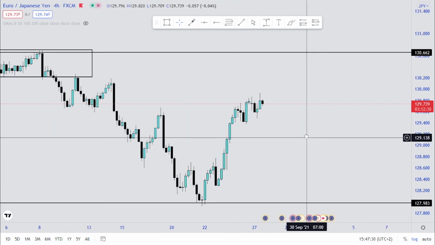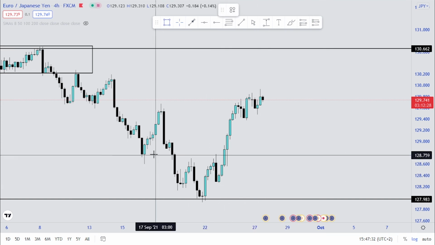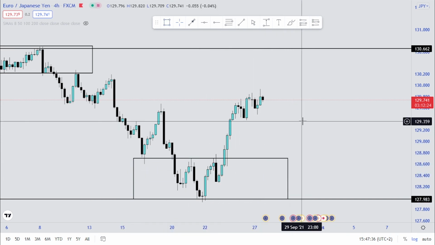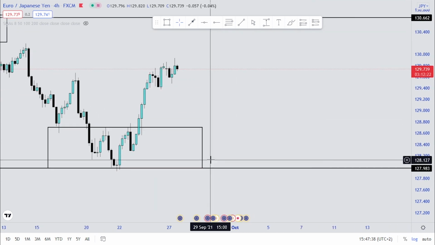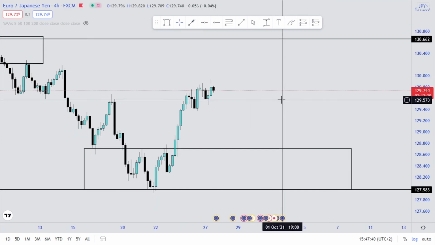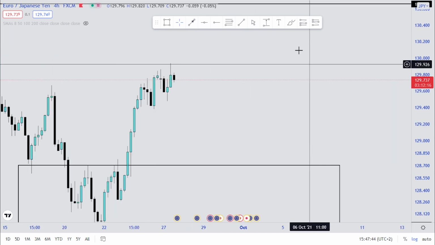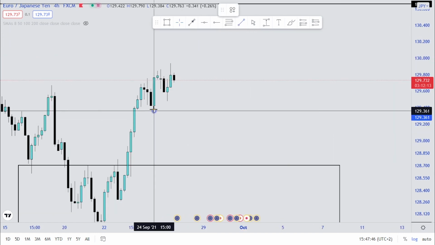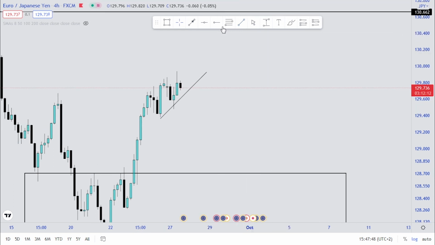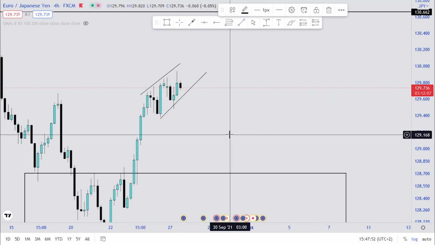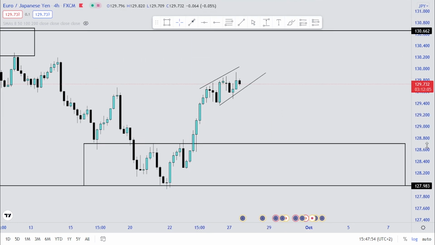So what I can see now on my Euro JPY pair is that price can most likely come into this box region again. The reason why I say so is that what price is basically doing, we can see a lack of intent. Price is basically struggling to continue to the upside.